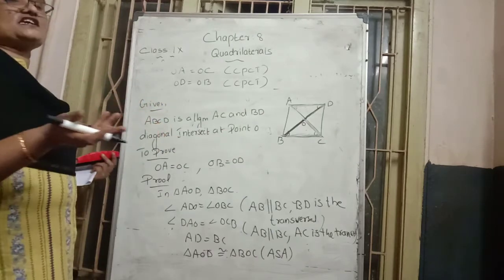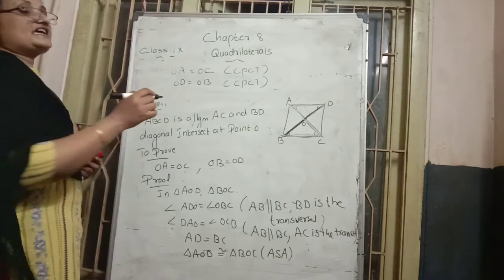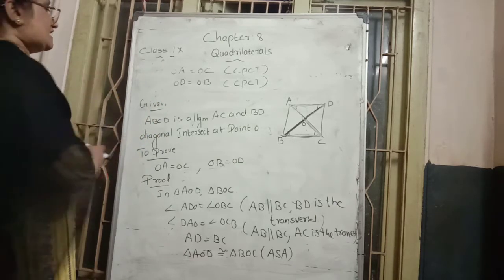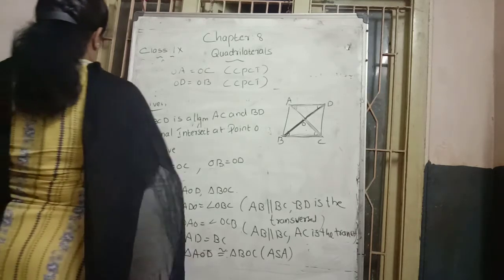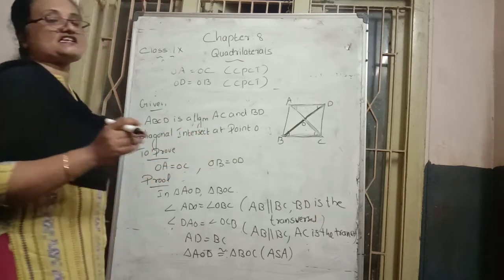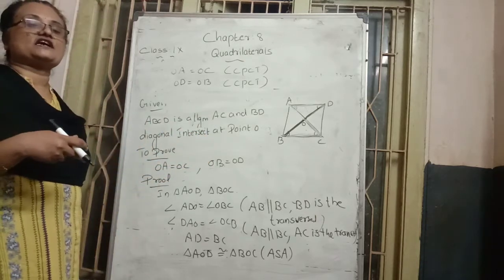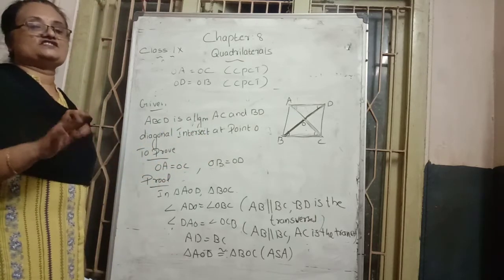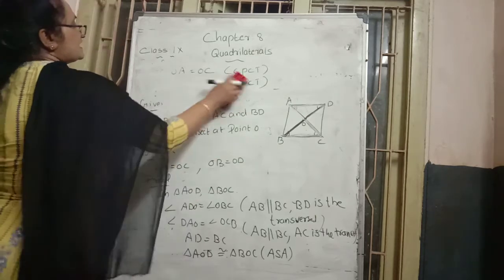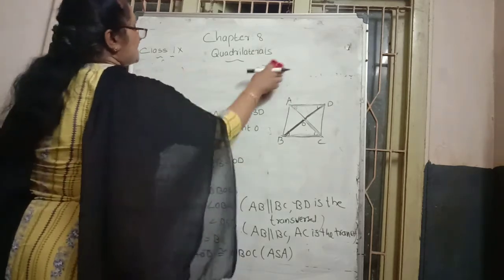So what can we say? Therefore, we can say that the diagonals of a parallelogram bisect each other. The theorem says that the diagonals of a parallelogram bisect each other. That is theorem 4. I hope you can understand. One exercise we can start.